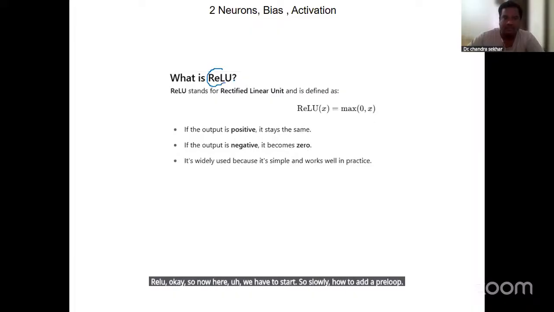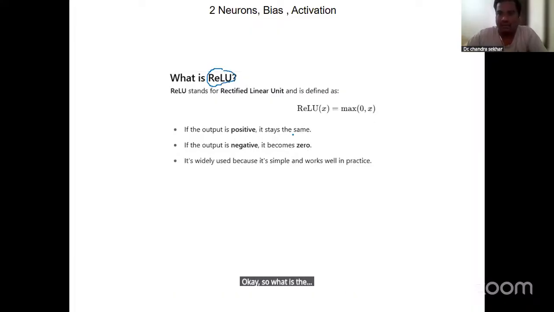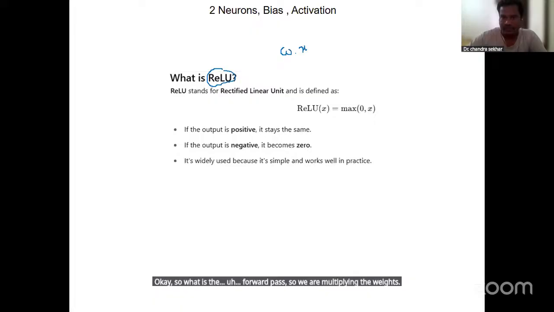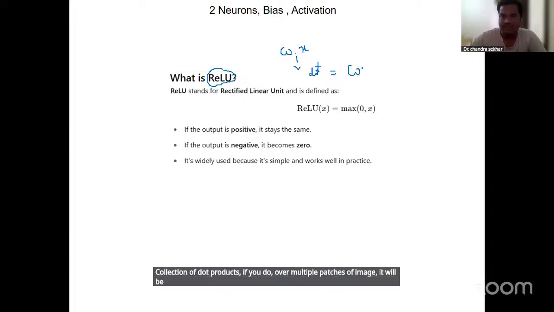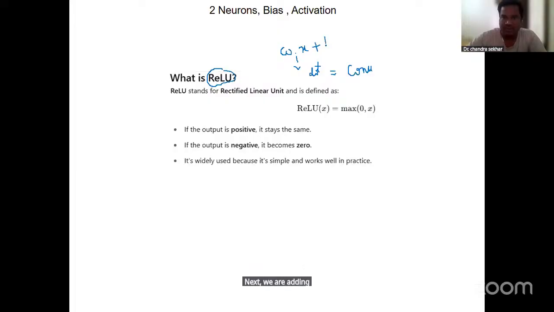So what is the forward pass? We are multiplying the weights into input. That is the first step. That means this is the dot product. A collection of dot products, if you do it over multiple patches of an image, will be convolution. Next, we are adding the bias. That is the second step. And as a whole, we are applying the nonlinearity.